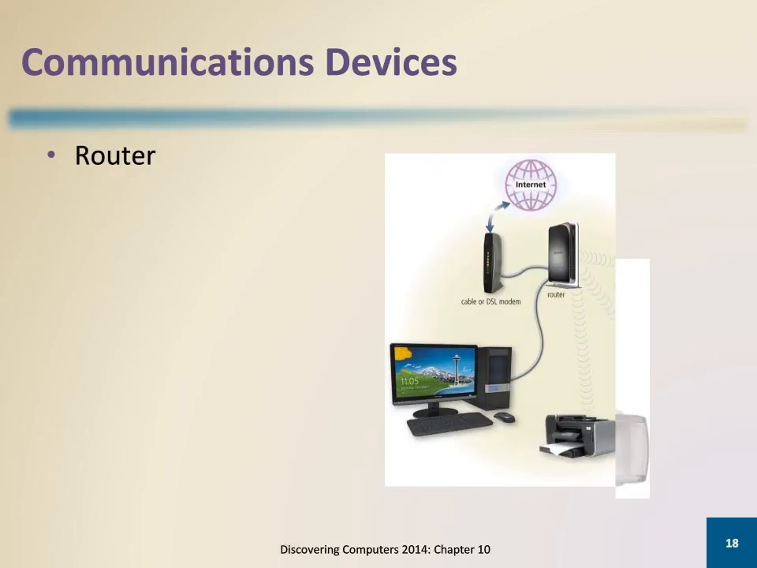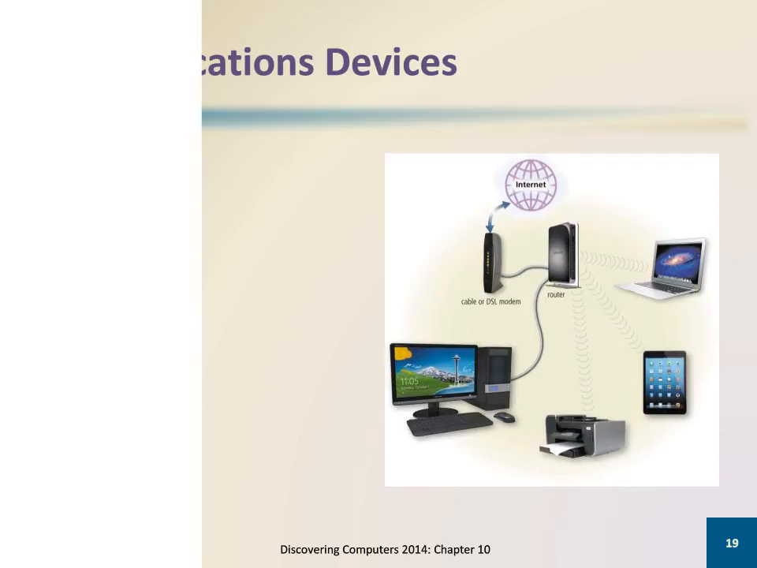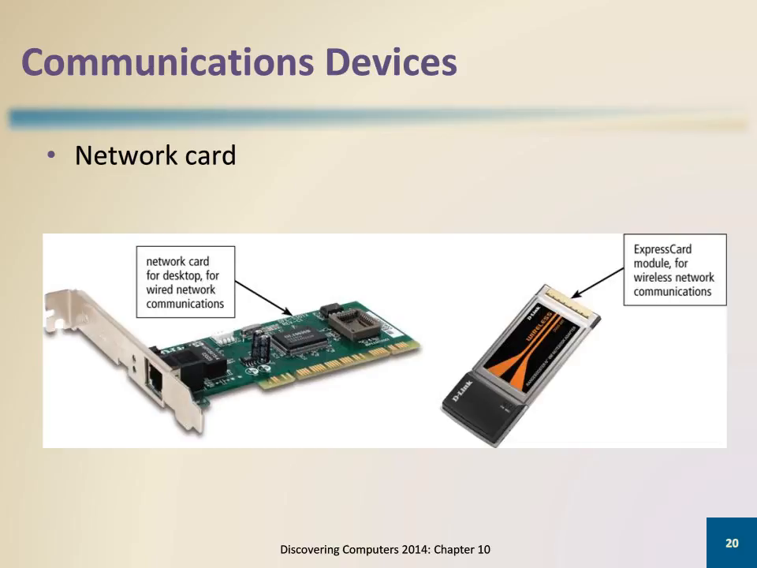A router is a communications device that connects multiple computers or other routers together and transmits data to its correct destination on a network. A router can be used on a network of any size. A network card is a communications device that enables a computer or device that does not have built-in networking capability to access a network. Network cards are available in a variety of styles.